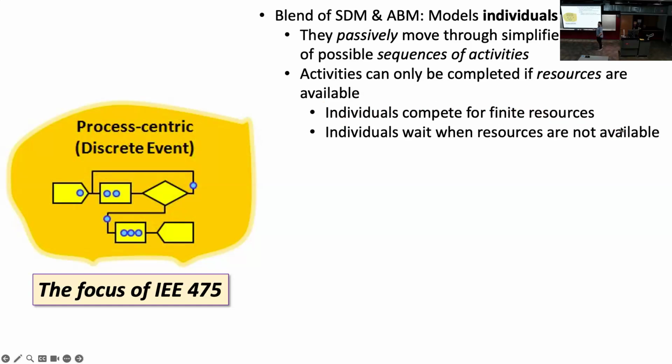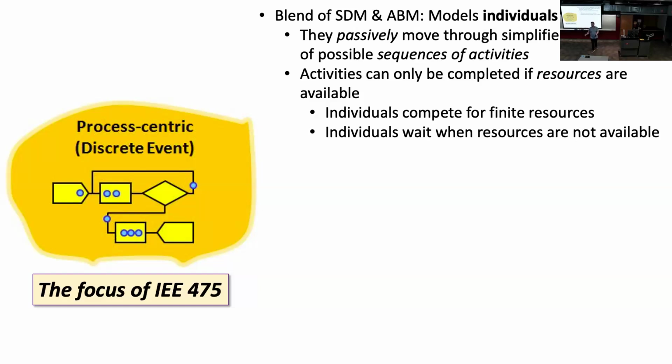Each one of these individuals competes for finite resources, and they wait when the resources are not available. So they need to go from process 1 to process 2, but in order to go to process 2, it requires individuals already in process 2 to get out of process 2. So they wait in process 1 to get into process 2, but they don't have a choice in what they're doing with their waiting. They can't choose to go somewhere else unless process 1 decides that since process 2 is busy, I'm going to then move you into process 3.